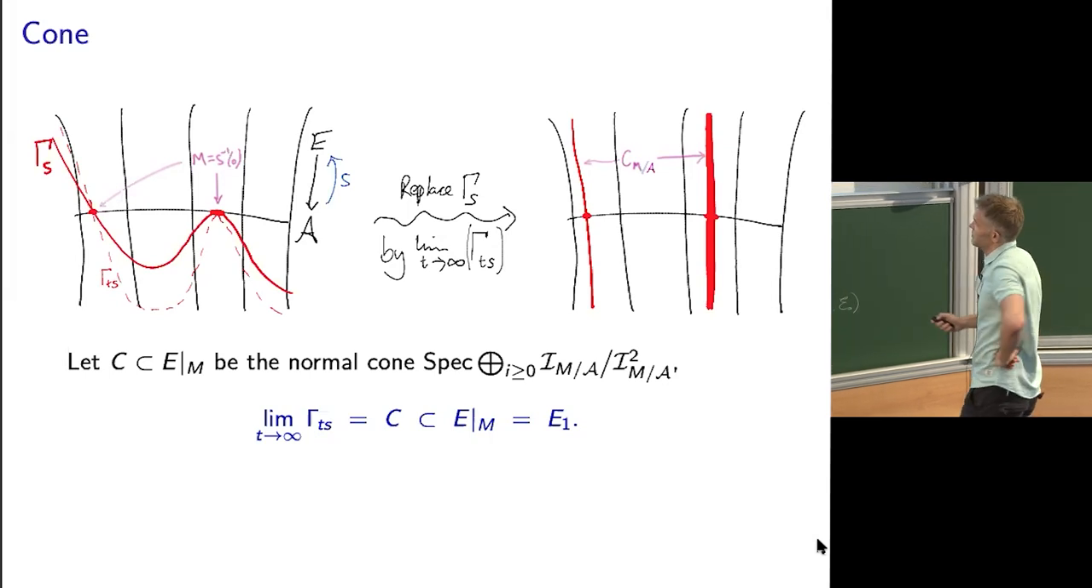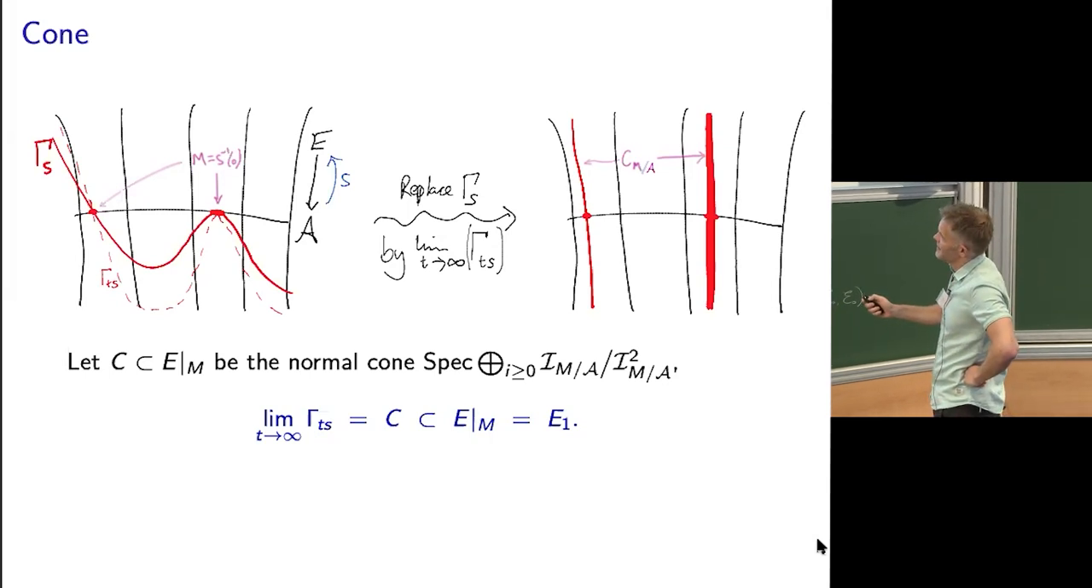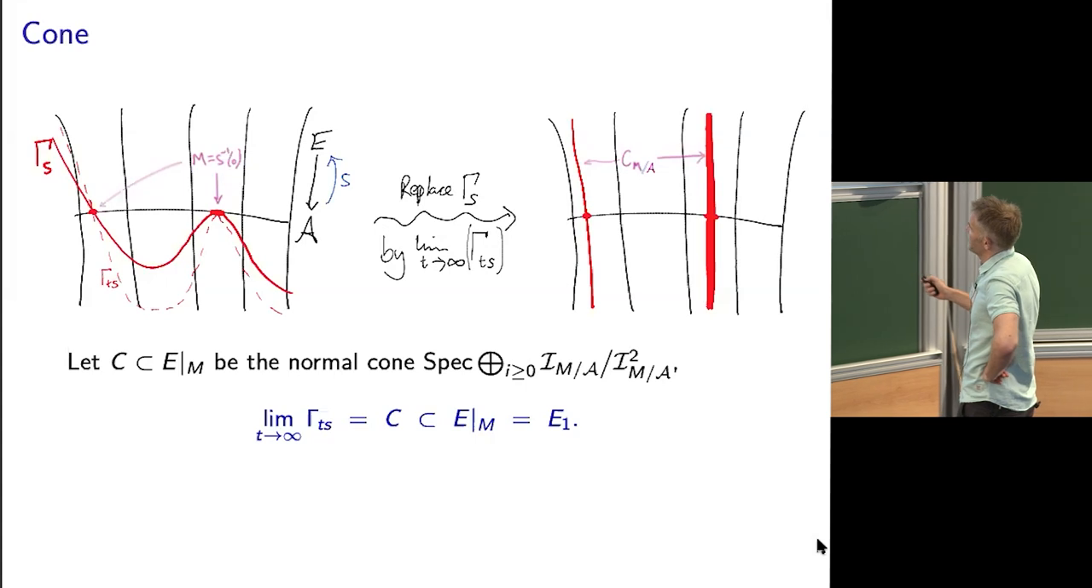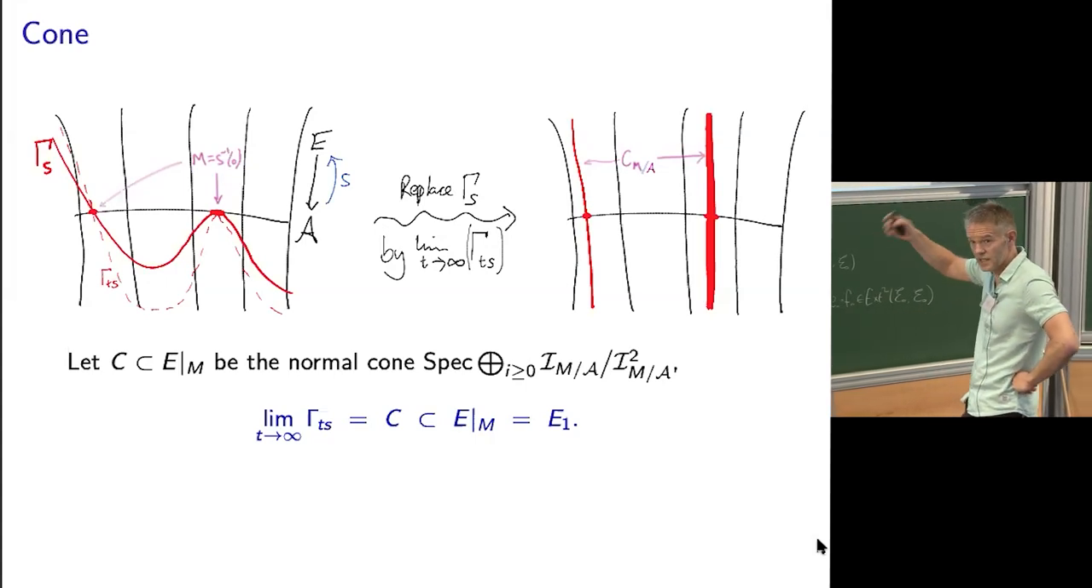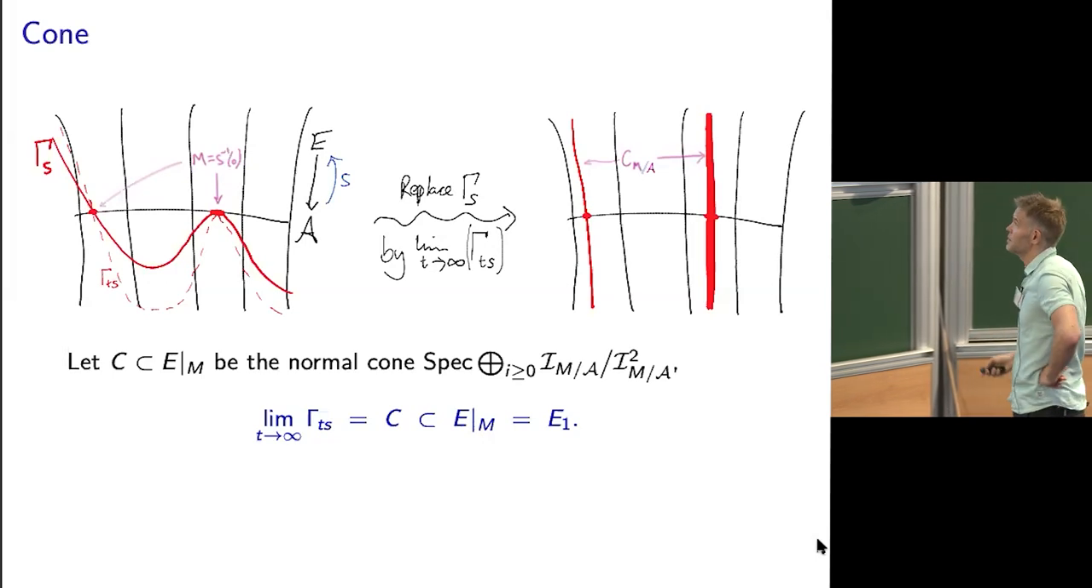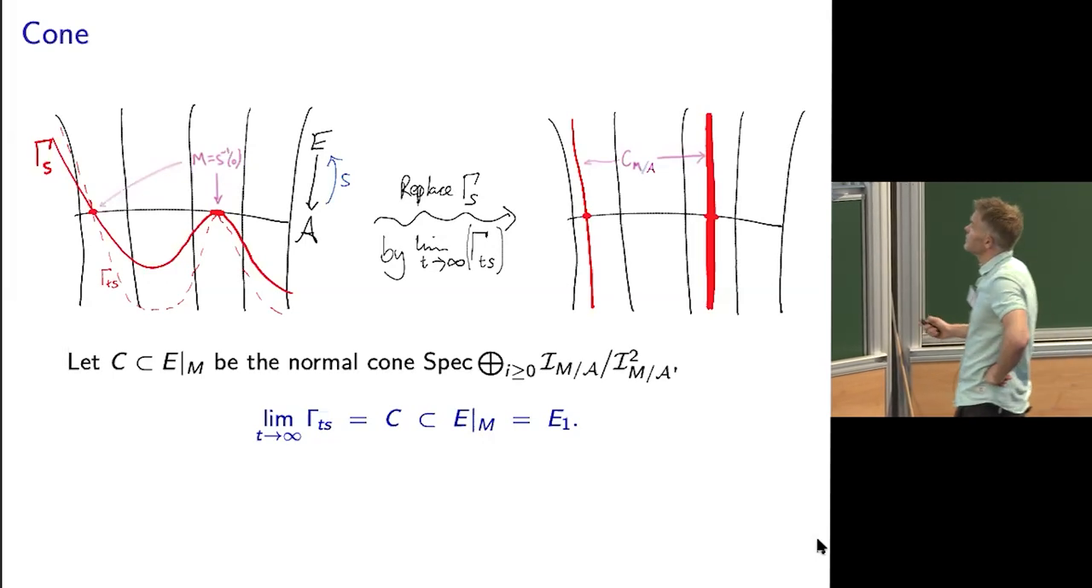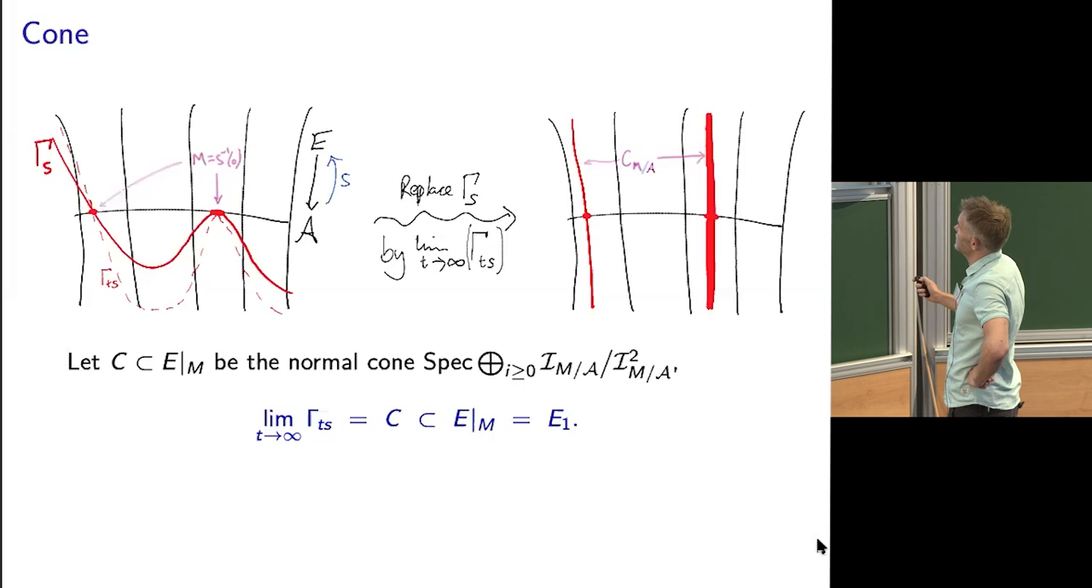Now what Fulton and MacPherson tell you to do is replace this graph by the graph of not S but T times S. So make the graph more and more vertical and take the limit as T goes to infinity, and the graph becomes something called a cone, so it becomes C star invariant under the C star action on the fibers of the vector bundle. And this is called the normal cone of M inside A.